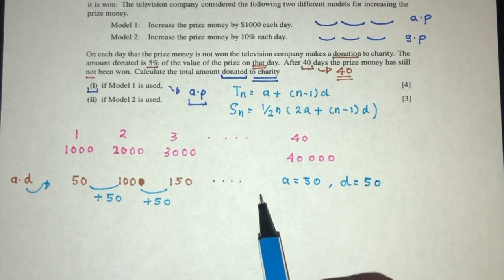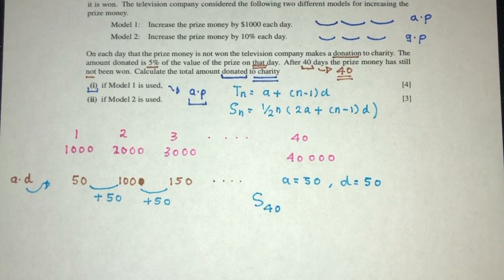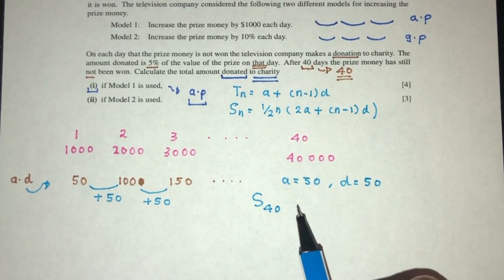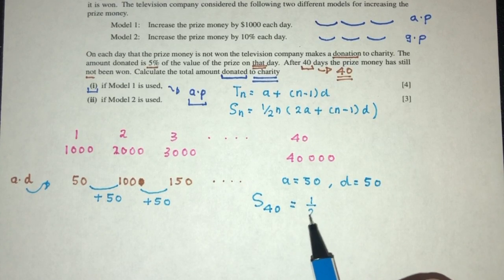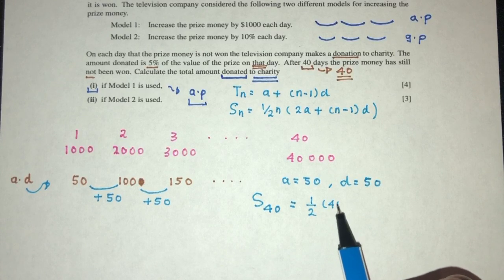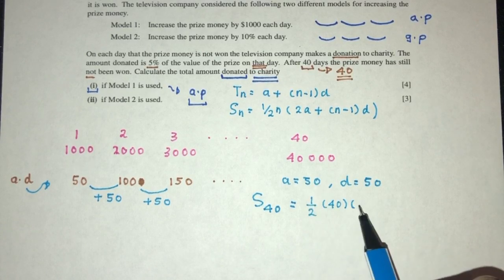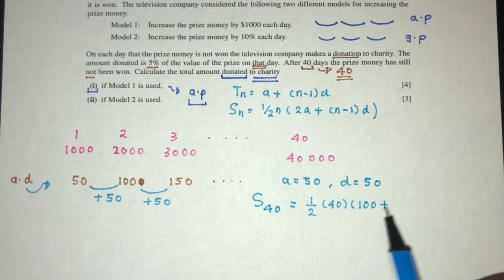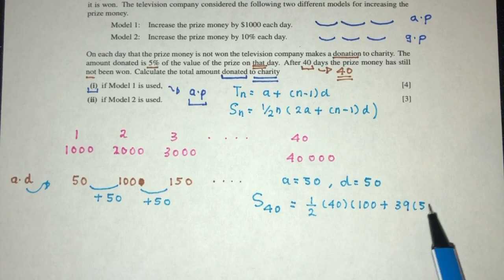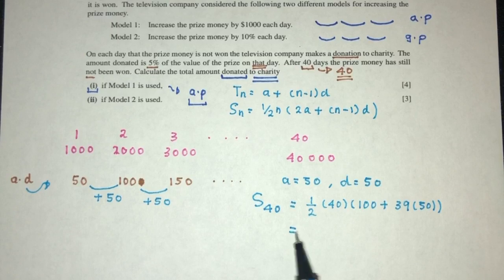So we have to find the sum of the first 40 terms because we know there's 40 days for 40 terms. So let's find that. That'll be half times n, which is 40, times 2a, that will be 100, plus n minus 1, which is 39, times 50. Let's see how much we get.